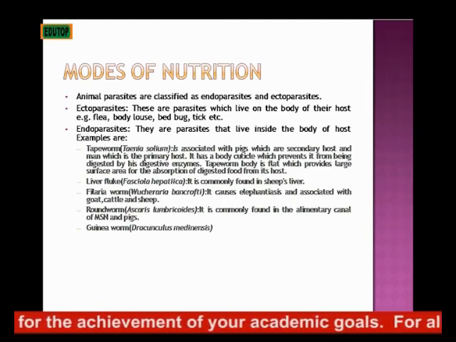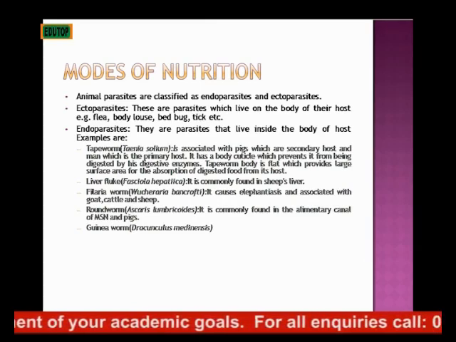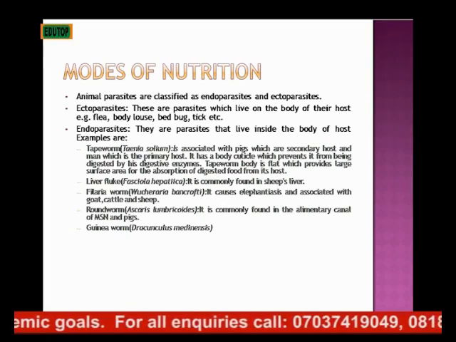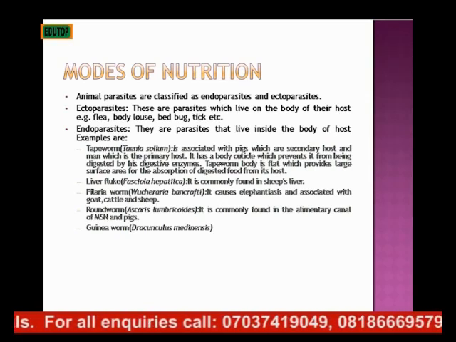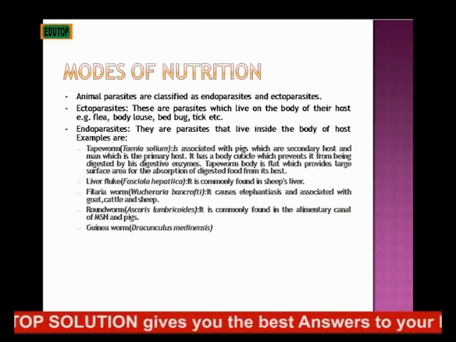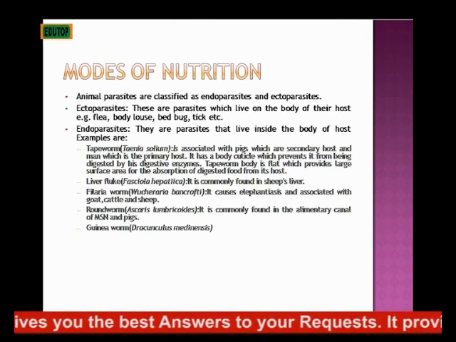Ectoparasites. Examples, we have flea. We find fleas on the body of some animals. For instance, we find fleas on dogs. Then we have bed bug, you have tick. Those are examples of ectoparasites. You even find it in humans. On the head of some children, you find fleas on their head. So that's an example of ectoparasites.